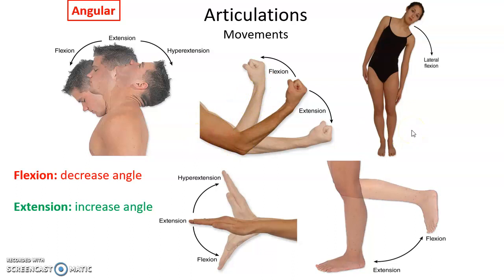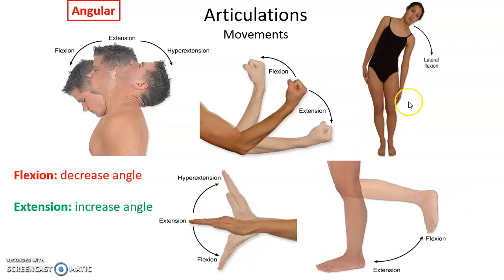And with extension, you're increasing the angle. So when you're moving the forearm closer to the arm at the elbow joint, that is flexion. When you're moving the opposite direction, so the forearm's going away from the arm, that is extension. Flexion, extension. And this occurs at a lot of joints. Lots of joints engage in flexion and extension. The wrist joint can do it, the fingers, the toes, the knee joint.